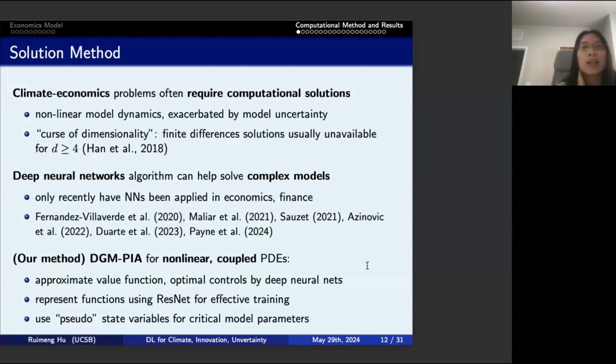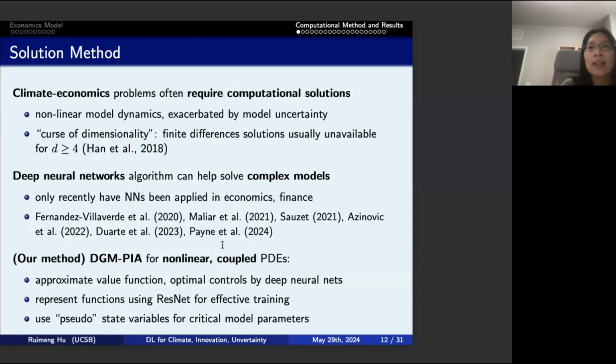Okay, so here we are trying to develop neural network solutions to solve these complex models. Only recently have neural network solutions been applied to the economics and finance literatures, and here is an almost exhaustive list of the papers which contain neural network elements. For our method, we are trying to improve the deep Galerkin method with a policy improvement algorithm for these nonlinear coupled PDEs. Specifically, we are approximating both the value function and optimal controls by neural nets.